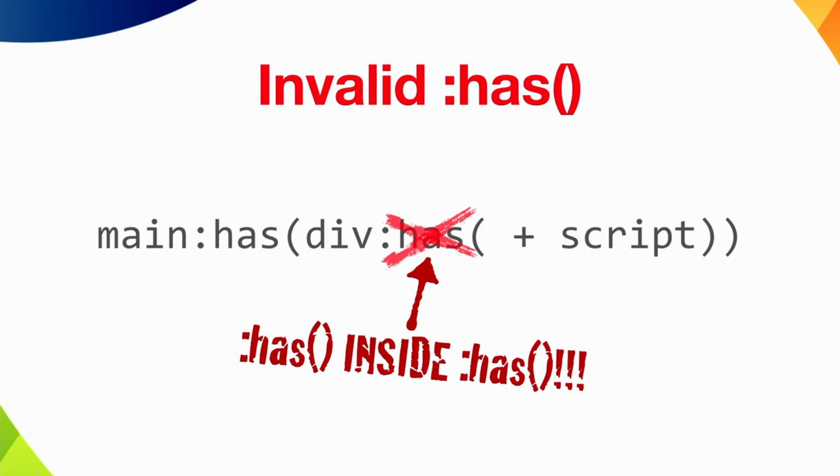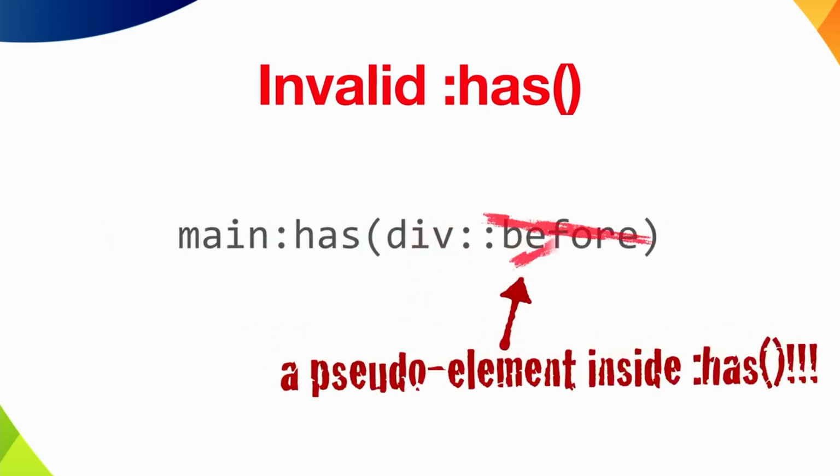So you cannot :has while you :has. Sorry. At least not in this way. Okay. Second, no pseudo-elements inside :has. Okay. Pseudo-classes, yes, fine. You can put any pseudo-class you want inside :has as long as it's not :has. But pseudo-elements like ::before, ::after, ::first-letter, ::first-line, ::marker, ::slotted, none of those are allowed inside :has.